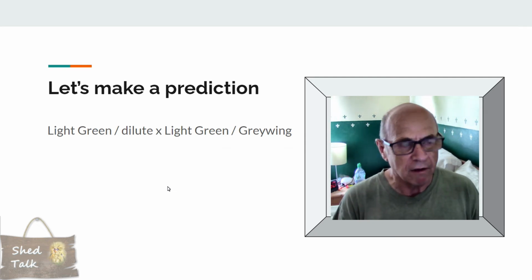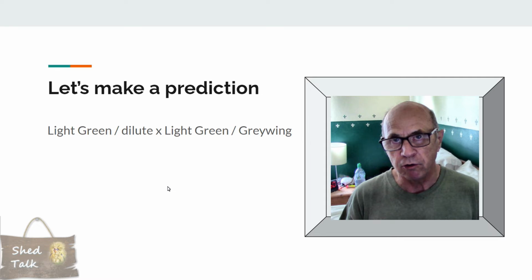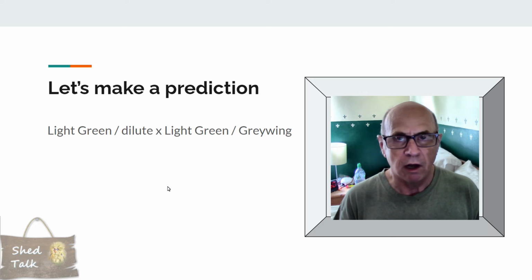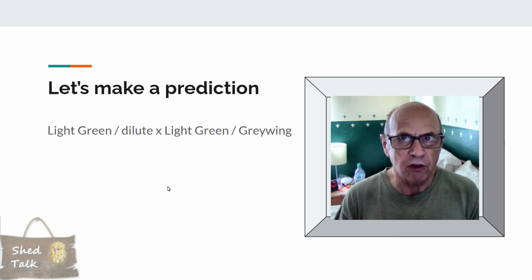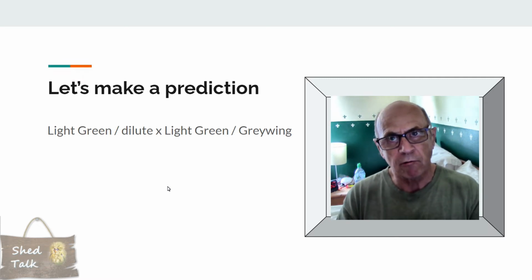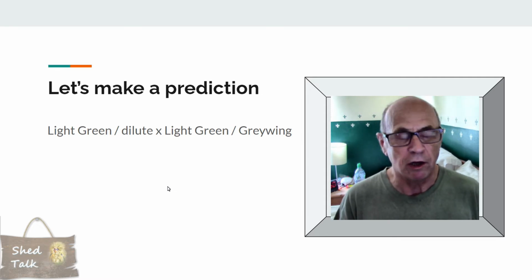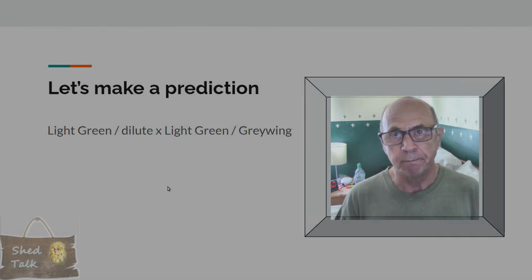So let's begin by making our first prediction using the Punnett square, and we'll start with light green split dilute and a light green split grey wing, and see what the outcome of those birds might be in terms of our varieties. When we understand what the outcomes are, we'll begin to be able to put some hierarchical order around this particular gene family. So let's pull up the Punnett square, look at the alleles that we're interested in, and begin to explore what the outcome might be.